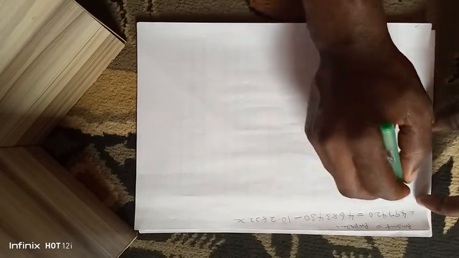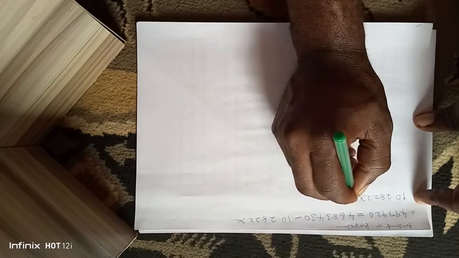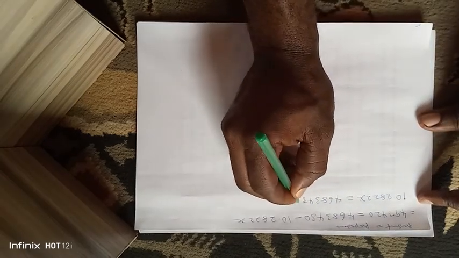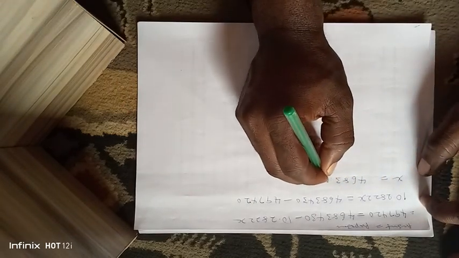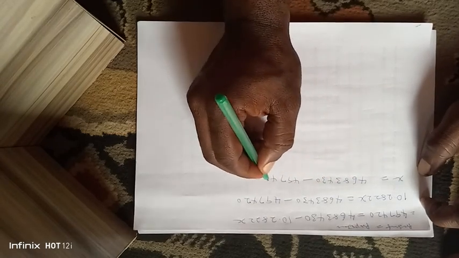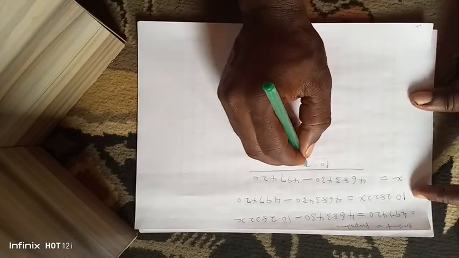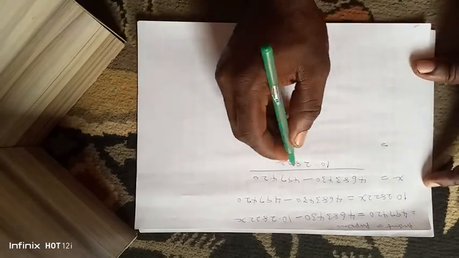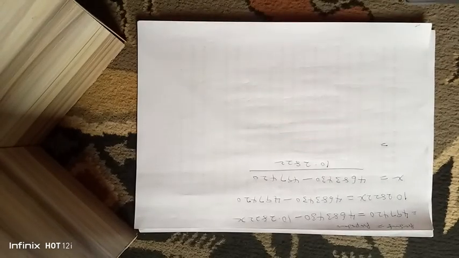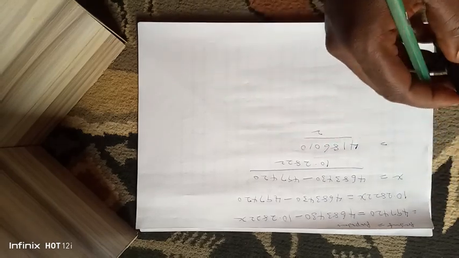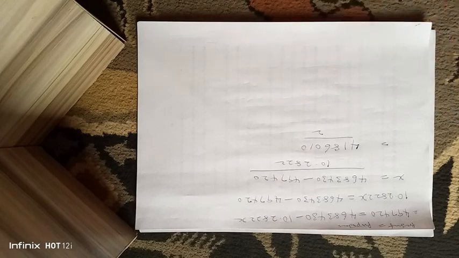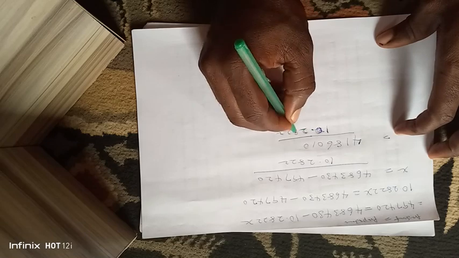Collect like terms. 10.2822x is equal to 4,683,430 minus 497,420. X is equal to 4,683,430 minus 497,420 all over 10.2822. It is equal to 4,186,010 divided by 10.2822.